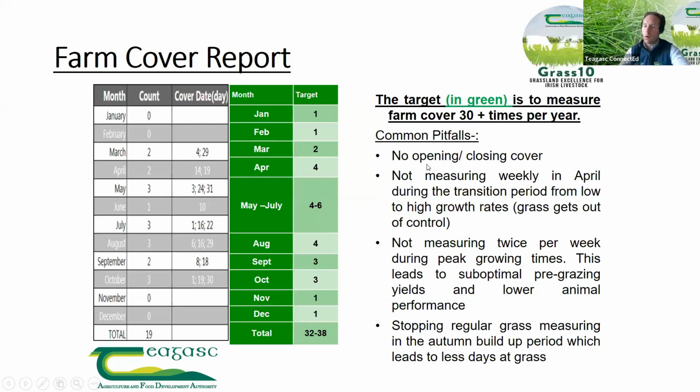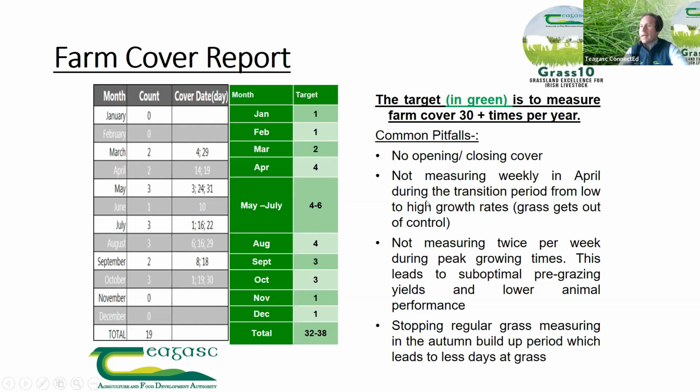But I suppose where we would see the pitfalls there, and why people should aim to do above 30 anyways, is that we've no opening and closing cover. First of all, do a closing cover on the back end, and then doing the opening cover in the springtime allows you to measure the overwinter growth, and also make a plan for what sort of grass is on the farm in the springtime. So if you complete that opening farm cover maybe in early February sometime.